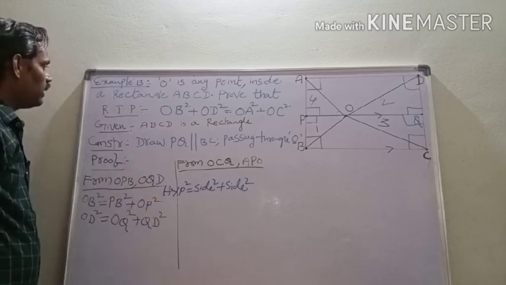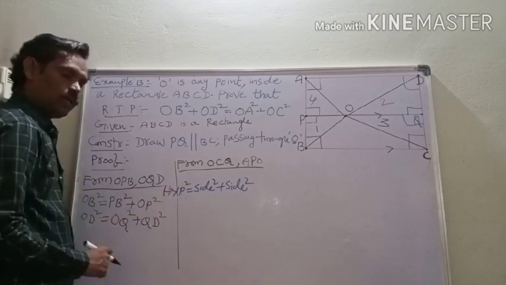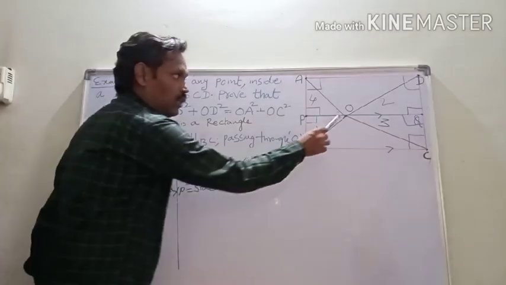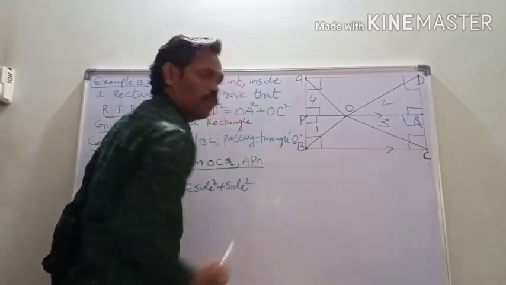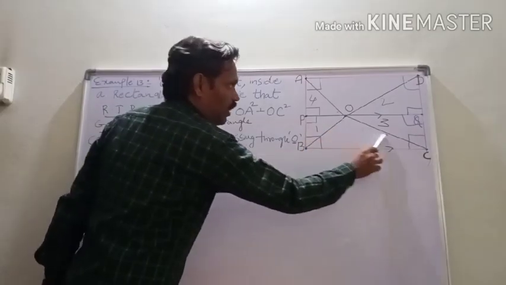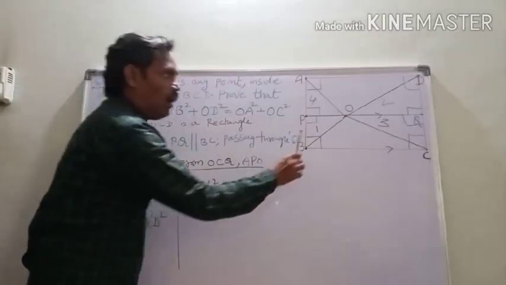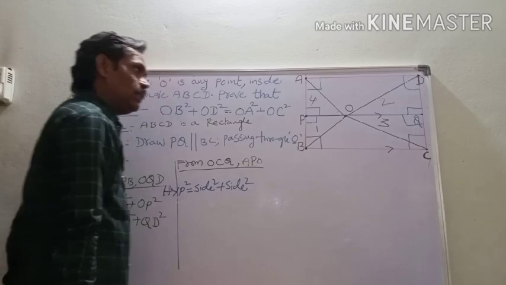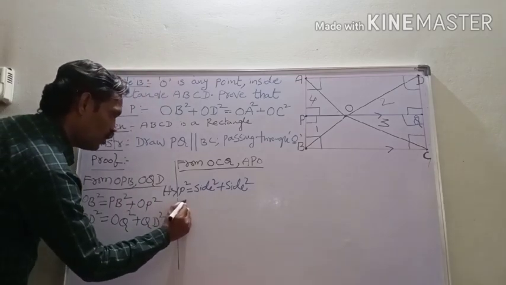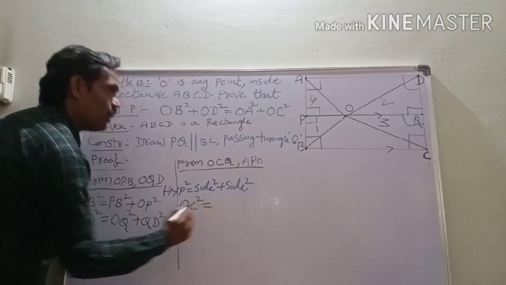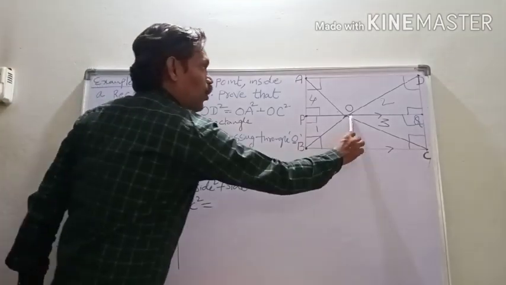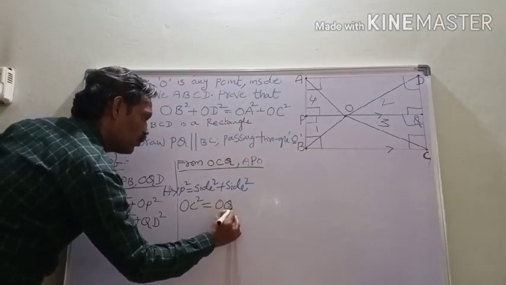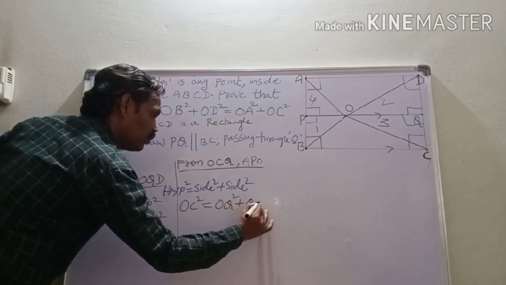Okay, now come to the second part. The next, third triangle is OCQ. In this triangle, what is the hypotenuse? OC. You see, all the black color line segments are hypotenuses here. You can write OC square is equal to, what are the other two sides? OQ square plus QC square.